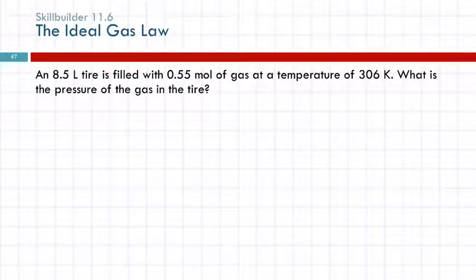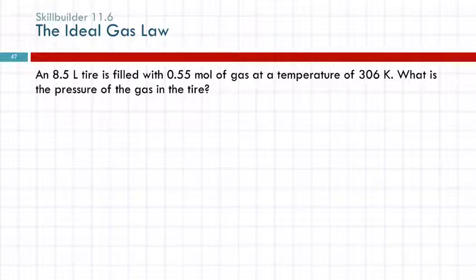A 8.5 liter tire is filled with 0.55 moles of gas at a temperature of 306 Kelvin. What is the pressure of the gas in the tire? So we could make a table, and then we'd find out that nothing's changing. So we could do it that way, or we could say, oh, well, I've got volume and moles and Kelvin, and they're asking for pressure. This is probably going to be an ideal gas law. And so we could also do it this way where we just label stuff.